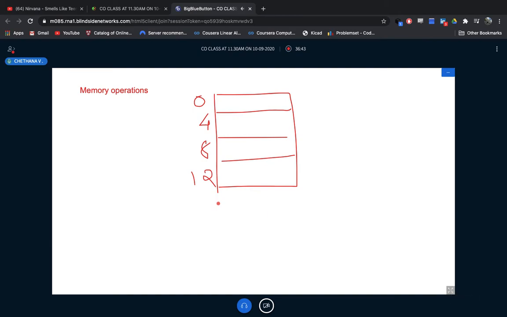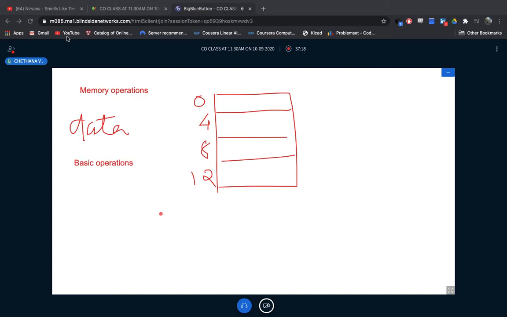Now I'll give you data also. You have some data available with you, and the memory is also available. What operations are you going to do with the data and the memory? There are possibly n number of operations, but the very basic operations are very, very important.